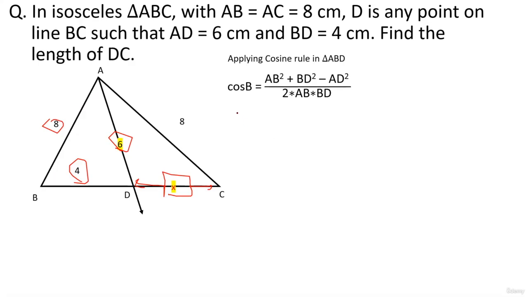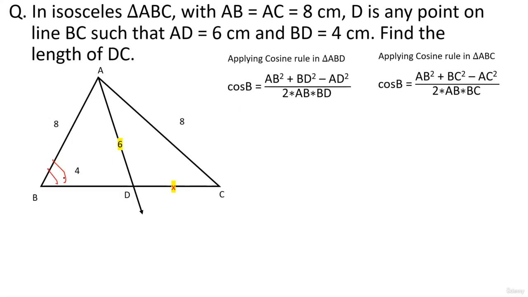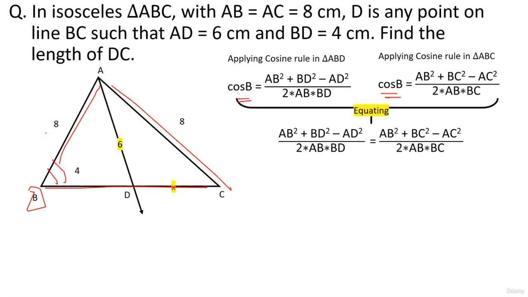Okay, and I apply cosine rule in the big triangle now. Okay, for the big triangle ABC, I'm applying cosine rule for angle B. So angle B will be in this case cos of B, that will be AB square plus BC square minus AC square divided by twice of AB into BC here, right? Now, since both of the angles are same, okay, we can equate the cosine values. When you do that, 2AB cancel हो जाएगा दोनों में, right?